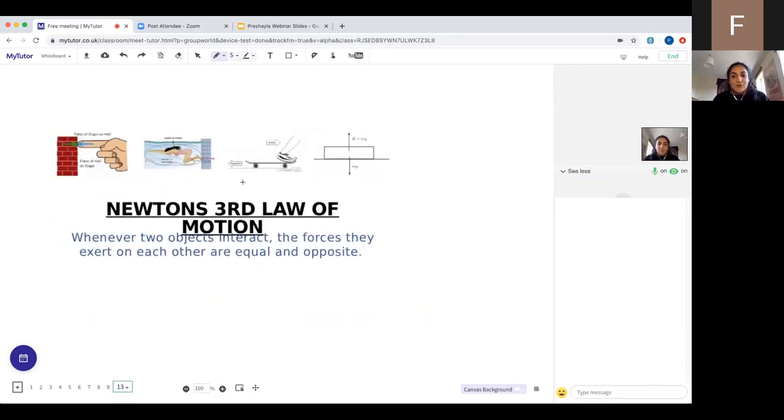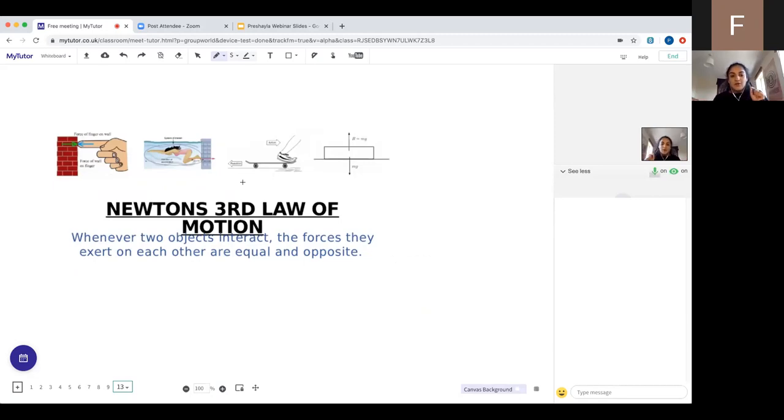Then we went on to talk about Newton's third law of motion. Whenever two objects interact, the forces they exert on each other are equal and opposite. So we only think about one force. You've only thought about one force up to now, which is you pushing something. But we never think about the thing pushing back on you.